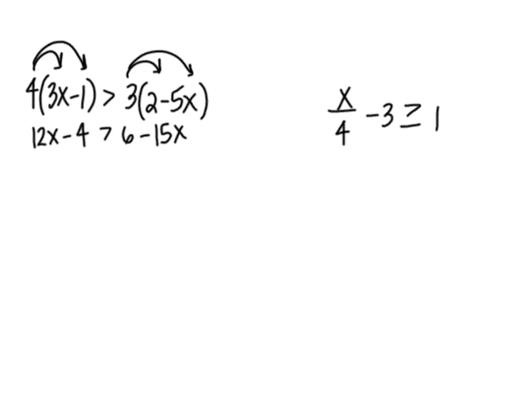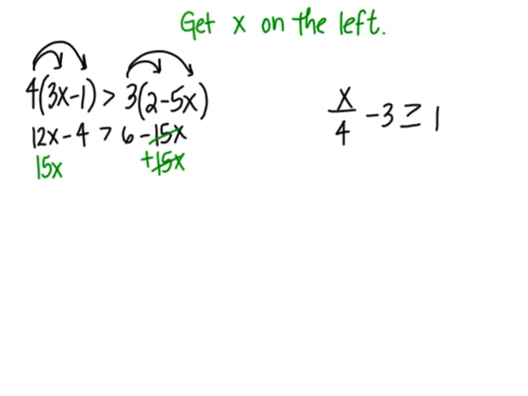I always want you to get your x's to the left. That's going to make interval notation much easier. So even though the 15 is a bigger number, I'm going to move the 15 over because that's going to put it on the left side, and that's where I need it to go. 12x plus 15x is 27x minus 4, and that's greater than 6.